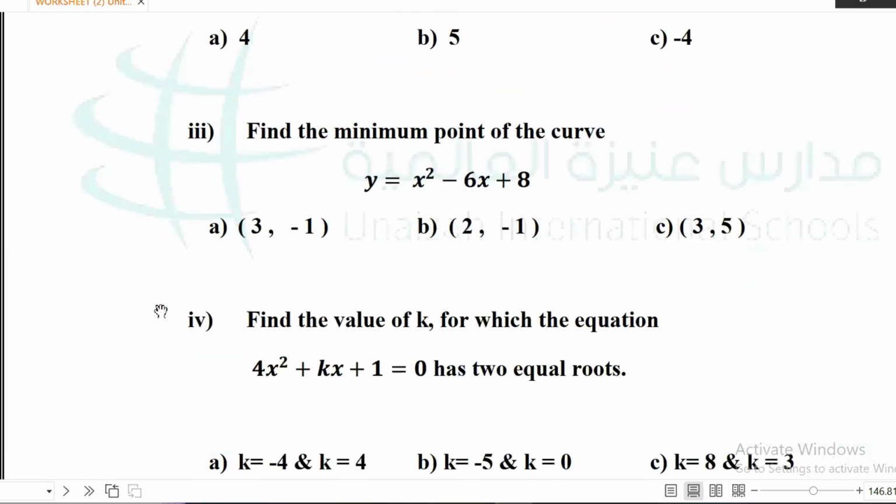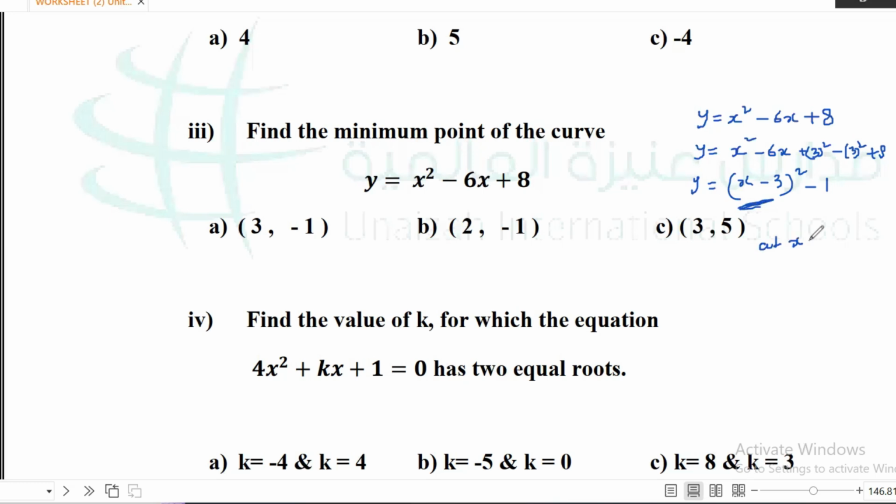This is all about the minimum point. Find the minimum point of the curve. The completing square concept will help you here. If you have y is equal to x square minus 6x plus 8, I will use completing square. Half of 6 is 3. We will add the square of 3 and subtract it as well. So this gives me (x minus 3) whole square minus 1, since 3 threes are 9, and minus 9 plus 8 gives us minus 1. So for what value of x would this part be 0? At x is equal to 3.